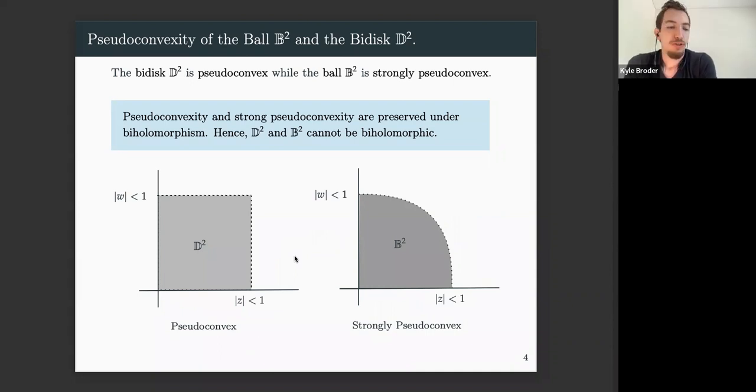Now, for bounded domains with a smooth boundary, pseudoconvexity and strong pseudoconvexity are preserved under biholomorphism, and therefore the bidisk and the ball can't be biholomorphic. This was certainly not Poincaré's argument, because pseudoconvexity was really only introduced about 20 to 30 years after Poincaré's theorem.